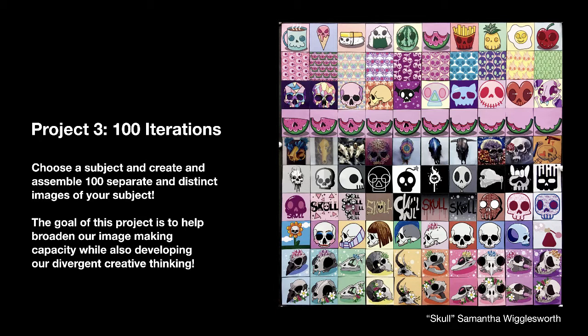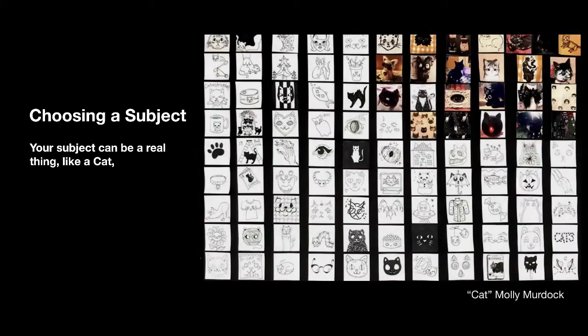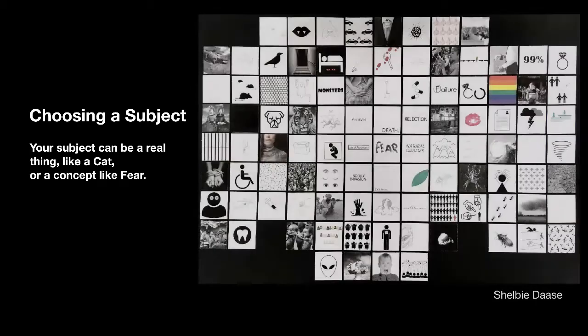This is one of my favorite projects. Here, you start from a single point and move out in 360 degrees of conceptual exploration. Now, the first thing that you're going to need to do is choose a subject. Your subject can be a real thing, like a cat, or a concept like fear, as we see here.